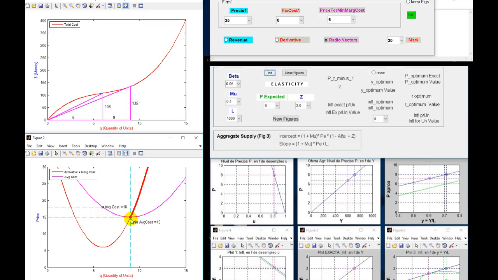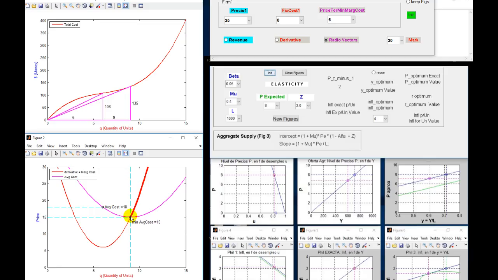Intuitively we can see that this is the minimum, because if you take a Q smaller than 9, then we can see that the angle is bigger. Now if you take, let's say, this point, the angle is also bigger. So this is the point in which this, that is called the radius vector, forms the smallest possible angle. That's why here, when Q is 9, we have the smallest possible average cost.